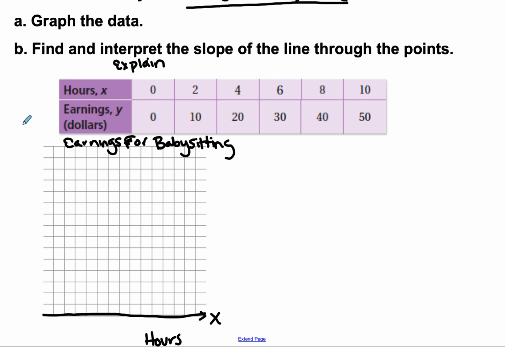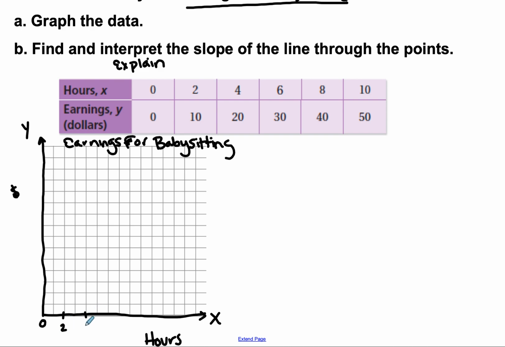It tells me my y, which is my vertical axis, is earnings in dollars. So I'm going to label that one dollars. Okay, now I need some numbers and I need to go consistent in value. I don't have to go up by ones, but I do need to make sure it's consistent. Okay, so let's see. It looks like I'm going up to 10. Those are going by 2's. That's consistent, so I'll keep that.